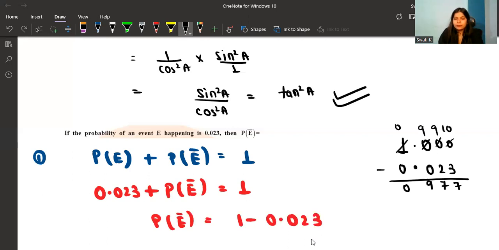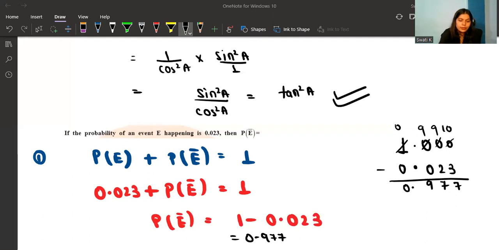So, the answer is 0.977. So the question was, what is the probability of an event not happening? So the answer is 0.977.